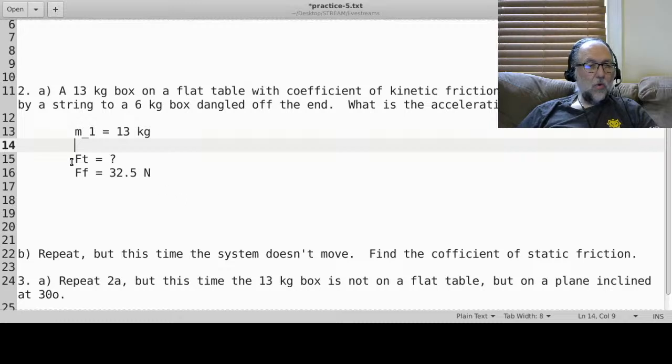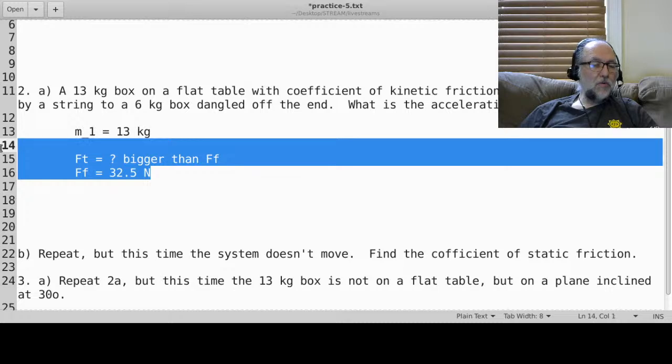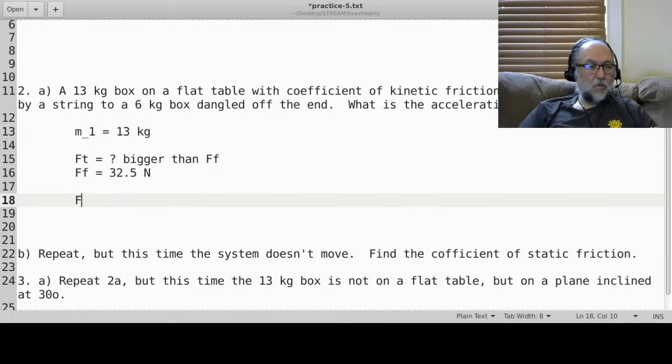All right. So here are the two forces, and we don't know what Ft is, but we do know that it's bigger than Ff. And so why did we do this analysis? Why do we always do this analysis where we identify all the forces? The reason is because we want to get Fnet. Fnet is one of the key points in the problem that you want to get to in order to solve it, and that's because Fnet is equal to ma. That's Newton's second law.